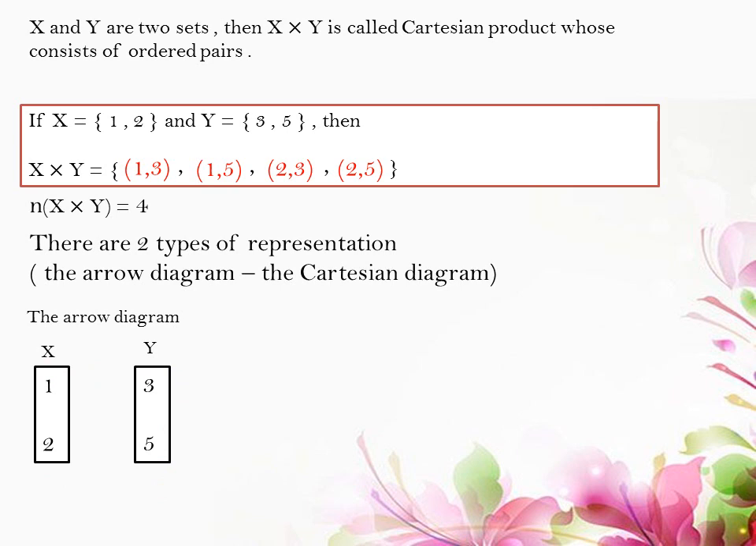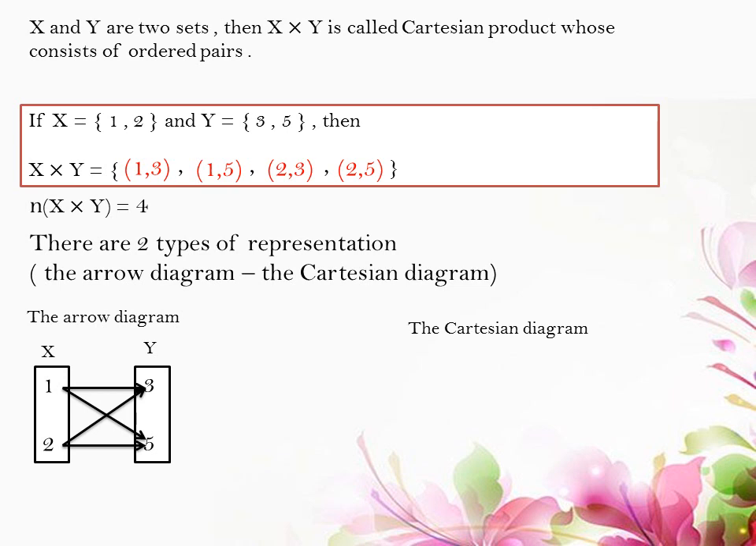And we draw an arrow going from each element representing the first projection to each element representing the second projection in y, like this. 1 to 3: we draw an arrow from 1 to 3 and from 1 to 5, then from 2 to 5 or from 2 to 3, as you like, like this.